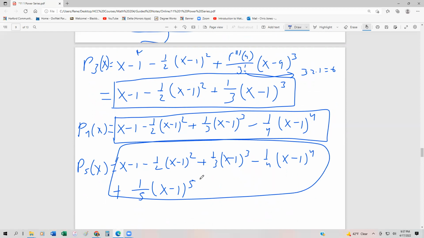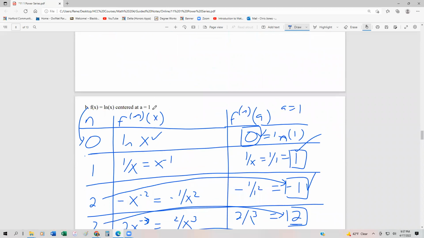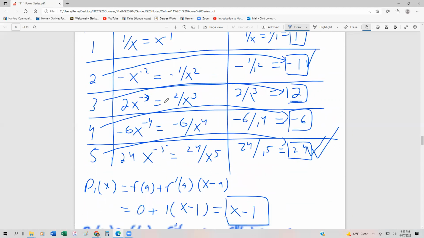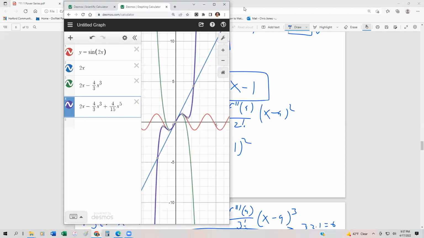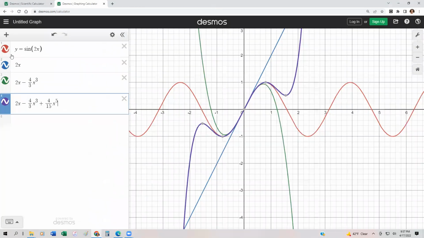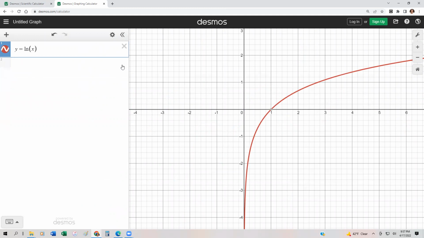And remember, each of these is supposed to represent the natural log of x around the point a equals 1. All right, so let's see how good of a job these polynomials do. Okay, so I'm going to go back to our graph. All right, and I'm going to plot all 5 of the polynomials, including the natural log of x. So here's our ln of x function. Let me get rid of this and this and this. Don't need them.